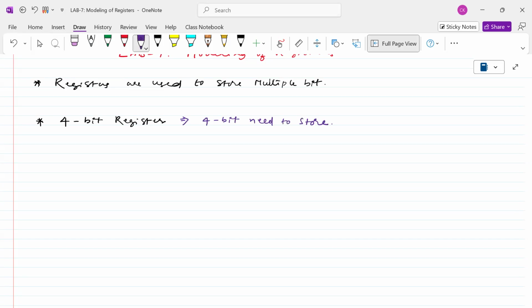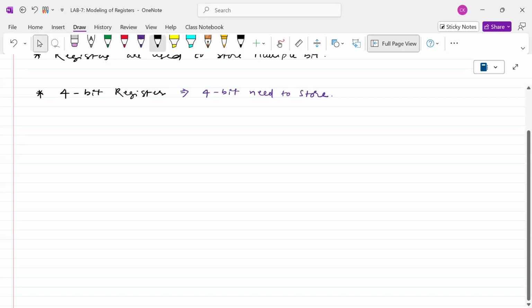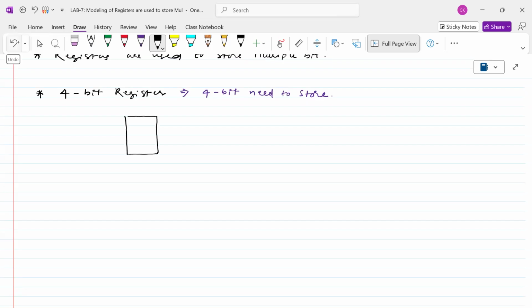What is the block diagram for this one? For example, if this is your register, what is the size of the input? The size of the input must be 4 bits. We have to apply 4 bits as a data in signal, and we want to get the 4-bit data as a data out signal. Data in and data out.